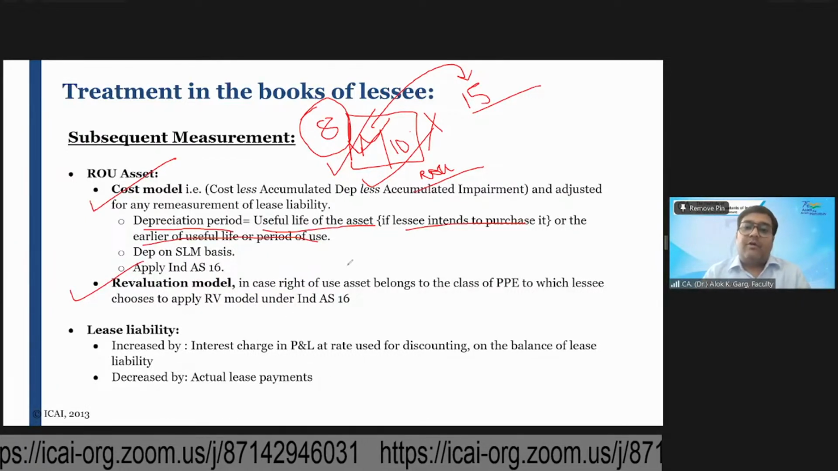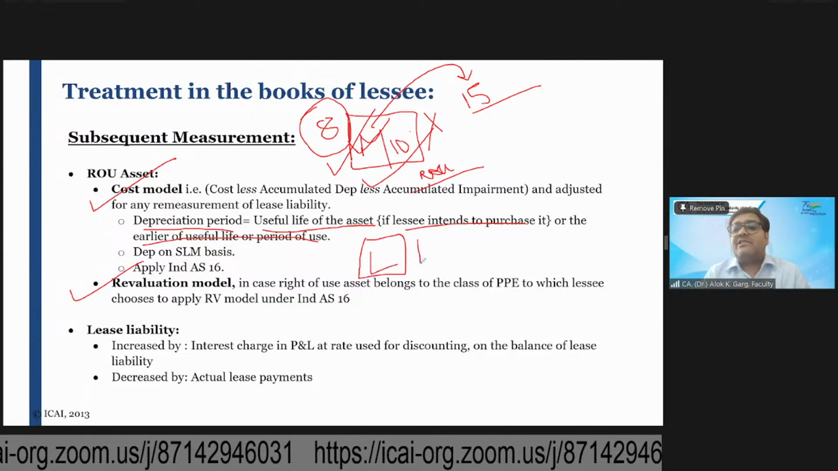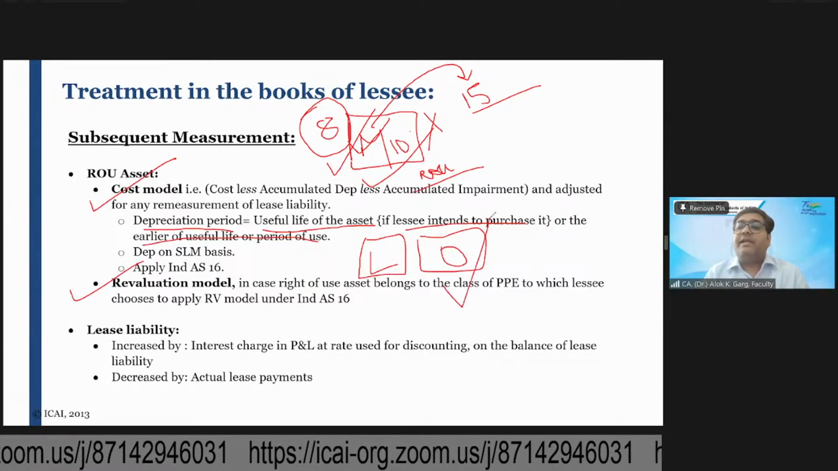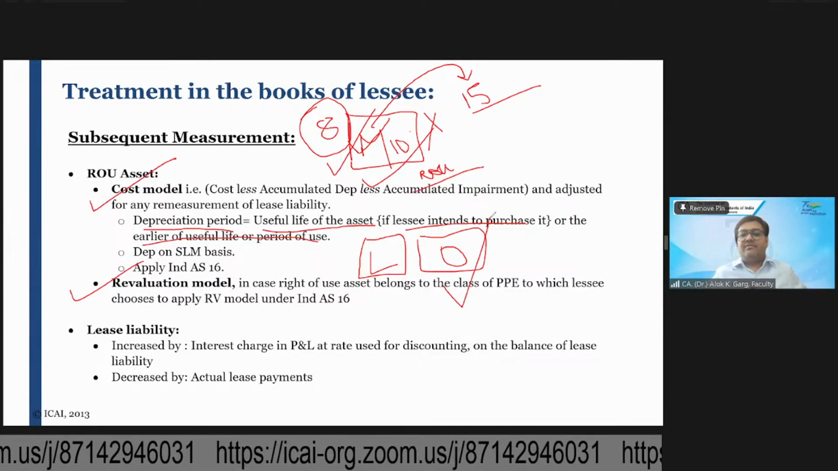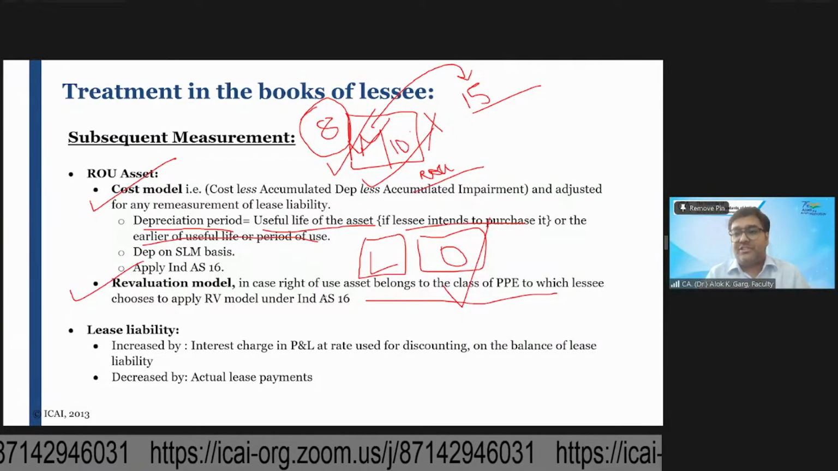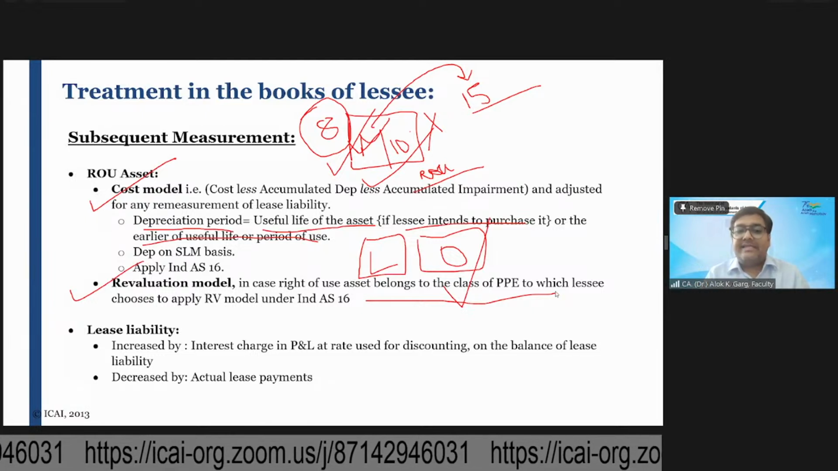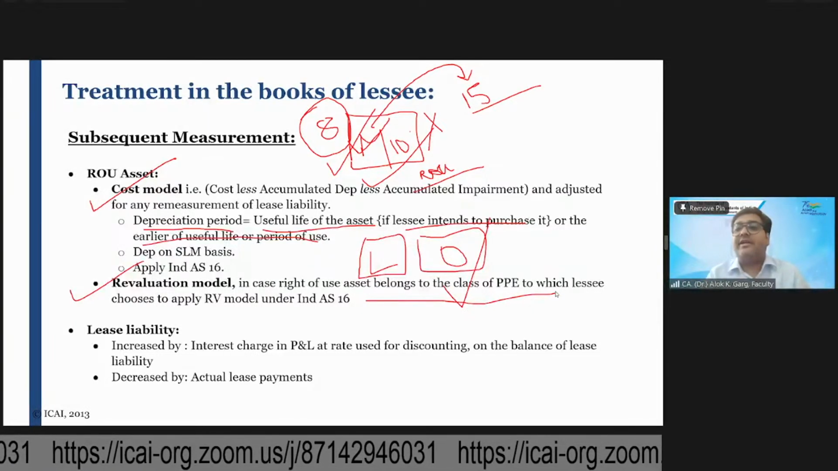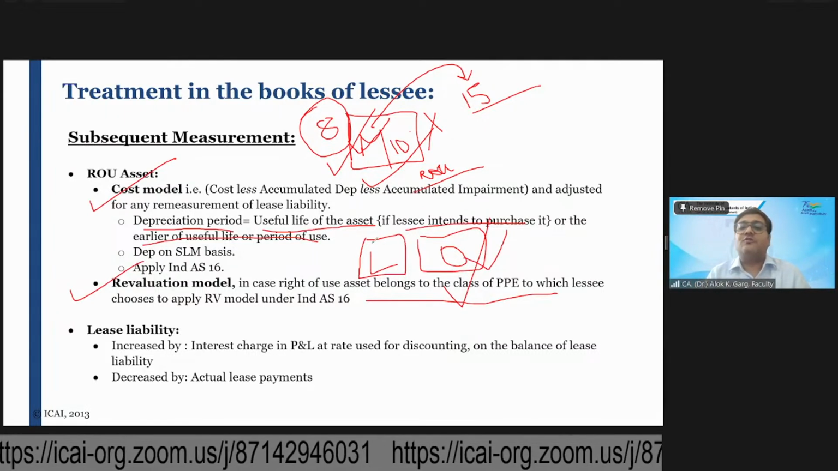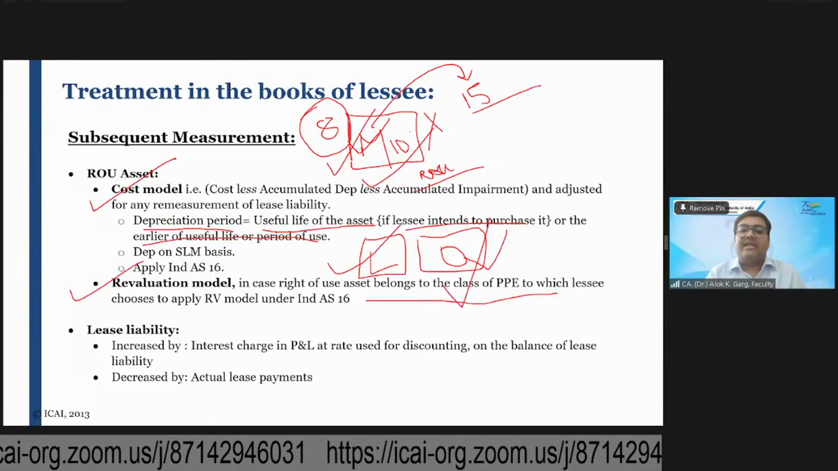Revaluation model. Now the company has a machinery taken on a lease basis, and the company has 5 other machineries which are owned, and the company is opting for a revaluation model for these machineries. In this case, if the right of use asset belongs to the class of PPE to which the lessee chooses to apply the revaluation model under Ind AS 116, then the lessee will also apply the revaluation model on this right of use asset as well.